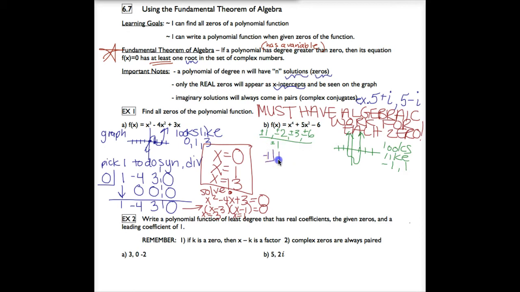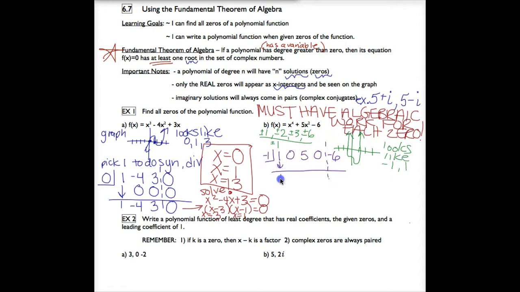So coefficient of x to the 4th is 1. After x to the 4th comes x cubed. Don't forget those placeholders. There was no x cubed term, so I need a 0 in there. X squared coefficient is 5. The plain x coefficient needs a placeholder of 0. The constant is -6.